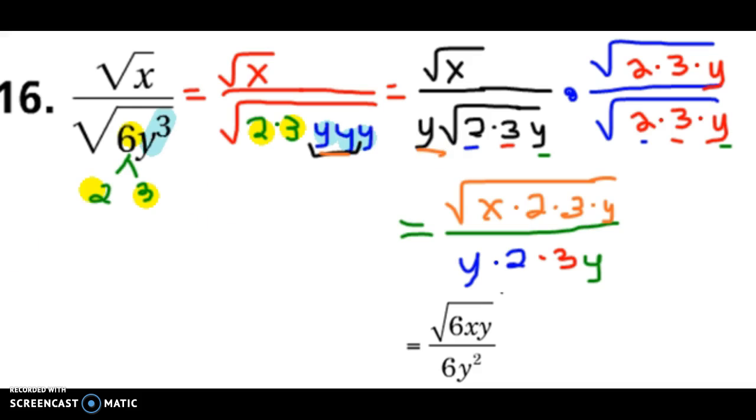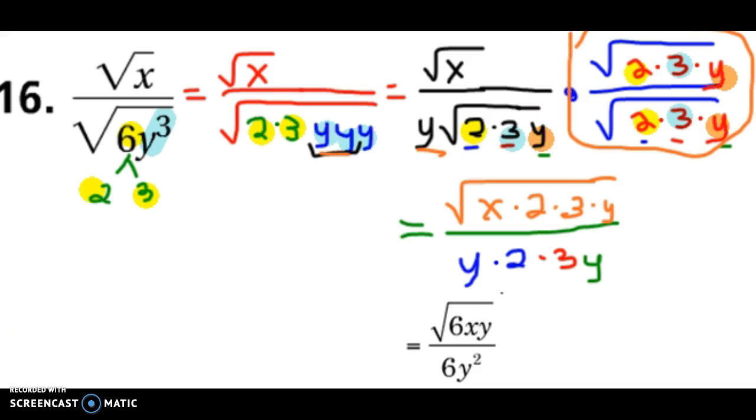So I want to get the 2 out and the 3 out. So I have 1, 2, so I need to multiply it by another 2. I have 1, 3, so I'm going to multiply it by another 3. And I have 1 y, so I'm going to multiply it by y. So I'm really using the identity property here because this equals 1. I'm not changing the value.